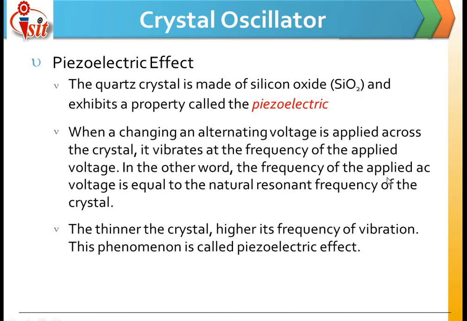In other words, the frequency of the applied AC voltage is equal to the natural resonant frequency of the crystal. That means it will generate the natural resonating frequency from the crystal. The thinner the crystal, the higher its frequency of vibration. This phenomenon is called the piezoelectric effect. When an alternating voltage is applied across the crystal, it vibrates, and those vibrations are converted into frequency and applied to the resonant frequency crystal, which generates that frequency vibration. That phenomenon is called the piezoelectric effect.